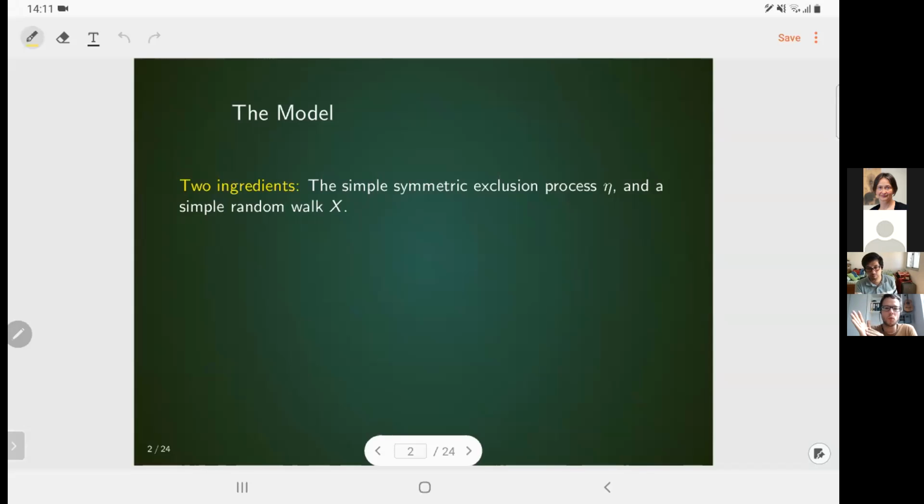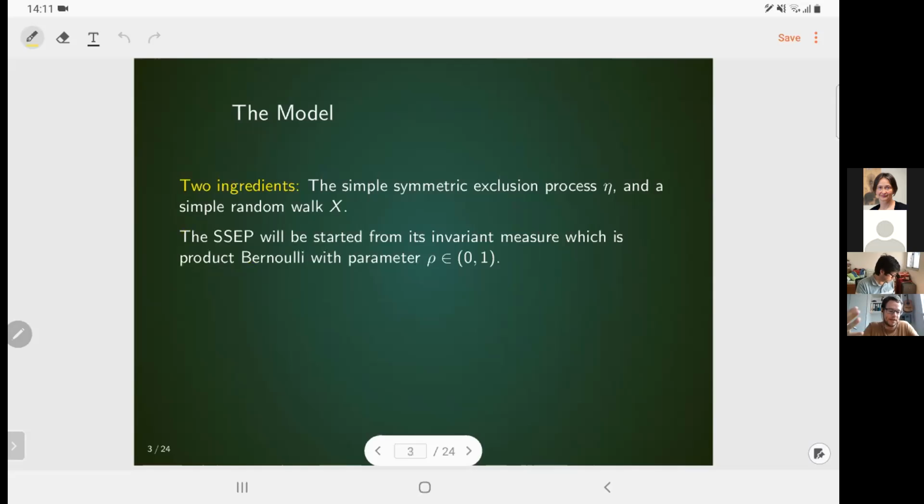So what we know about this process is that essentially all its invariant measures are product Bernoulli with some fixed density rho. And so what we do in our model, we take the simple symmetric exclusion process, started from its invariant measure, which is product Bernoulli with parameter rho.